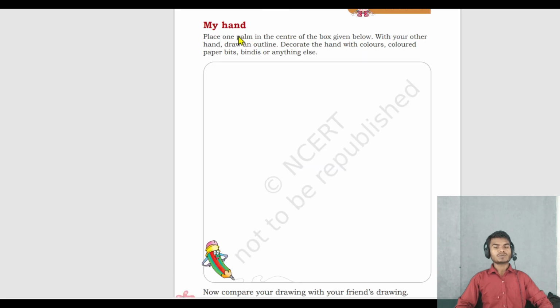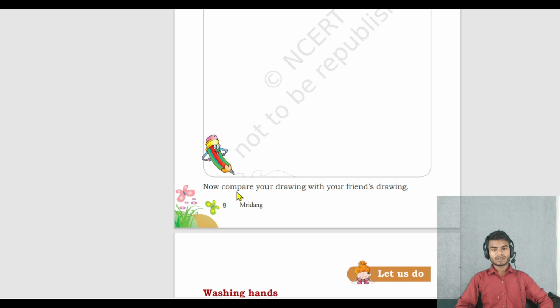Let us do. My hand. Place one palm in the center of the box given below. With your other hand, draw an outline. Decorate the hand with colors, colored paper bits, bindis, or anything else. Now compare your drawings with your friend's drawing.